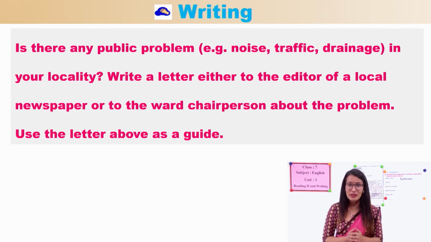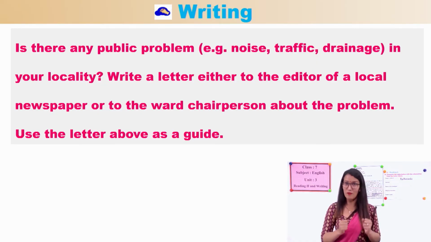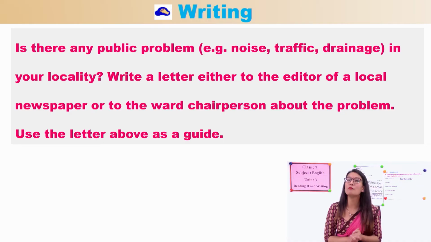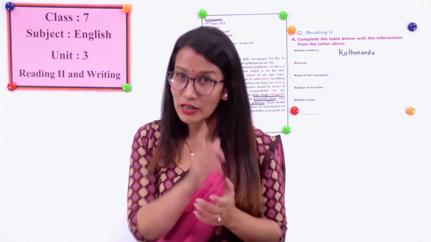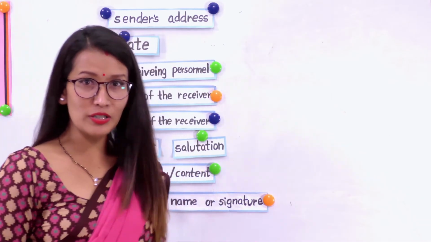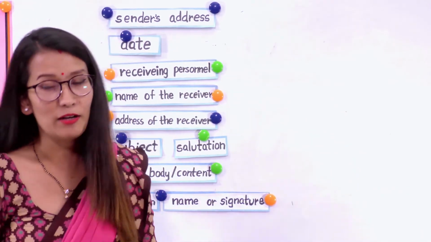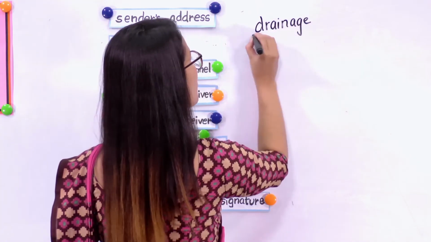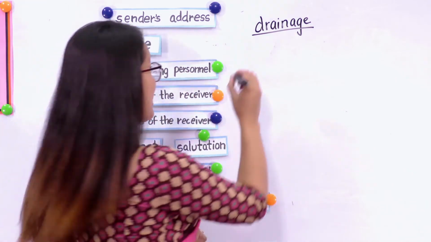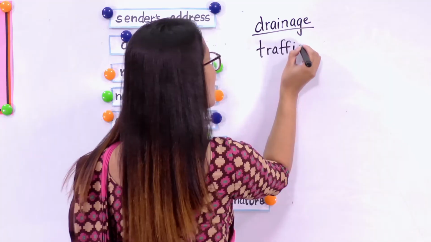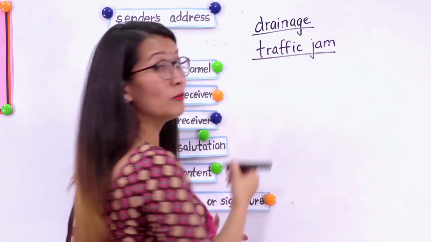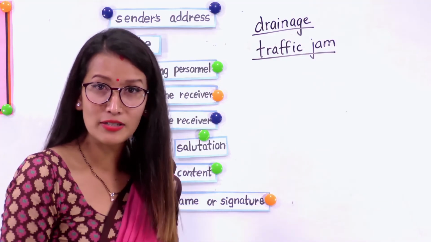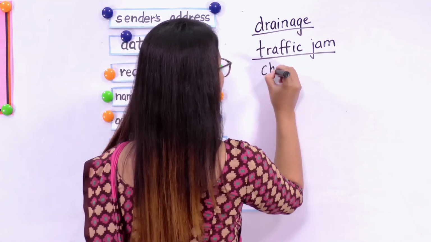So whom do you want to write the letter to? Okay, ward chairperson, it is more effective, yes, the ward chairperson works for it, yes or not? Okay, now what are the problems in your locality? Can you tell me? Let me write it. Okay, students, can you tell me the problems? Okay, drainage problem. Okay, drainage. One. Another? Traffic jam. Yes, traffic jam. Another? Oh, you've got child marriage in your society also? Okay, child marriage.